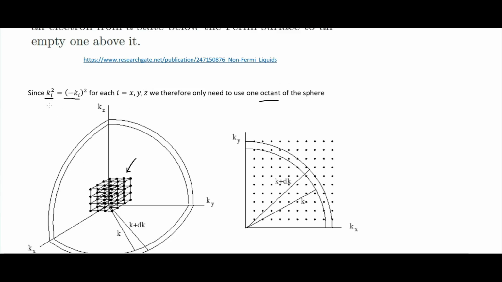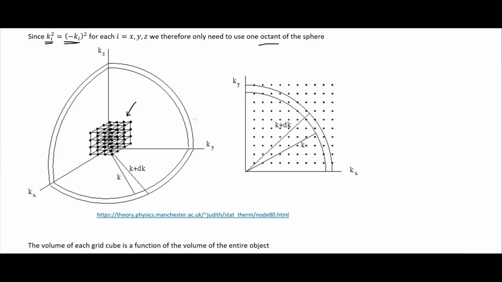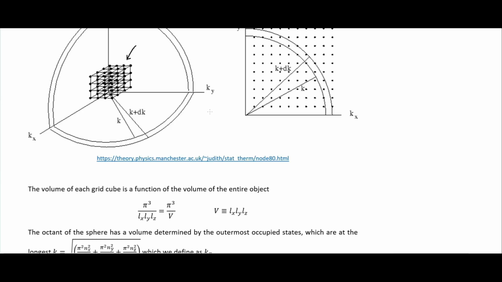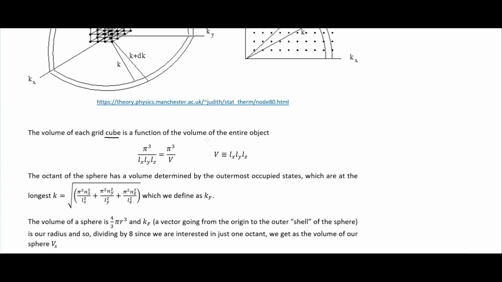And the reason is because if you kept all those other ones, like I said, the k of something squared is equal to the negative squared, and so you would just be repeating the states over and over again in each octant. And so we just need the one octant. And so the volume of each grid cube, which is where our 2 electrons would be, is a function of the volume of the entire object. And so these are the dimensions of our cube, and so that is just equal to our volume.